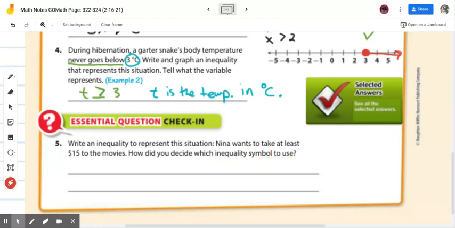Okay, so if Nina wants to take at least $15 to the movie, that means she could also take exactly $15 to the movie, right? She can take at least $15 to the movie. She could take $15, but she doesn't want to take any less than that. So what we're going to put here is D for dollars that she's going to take to the movie is going to be greater than or equal to 15. She doesn't want to take any less than 15, but 15 would be okay.